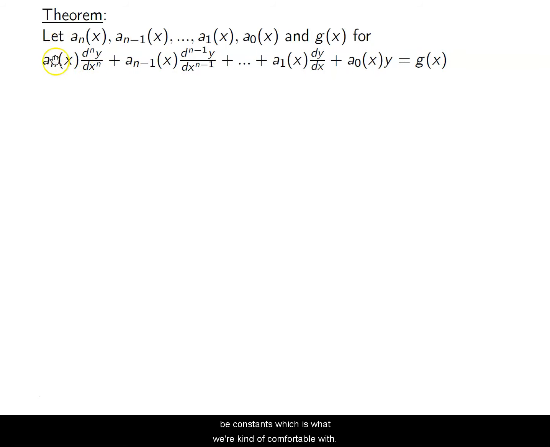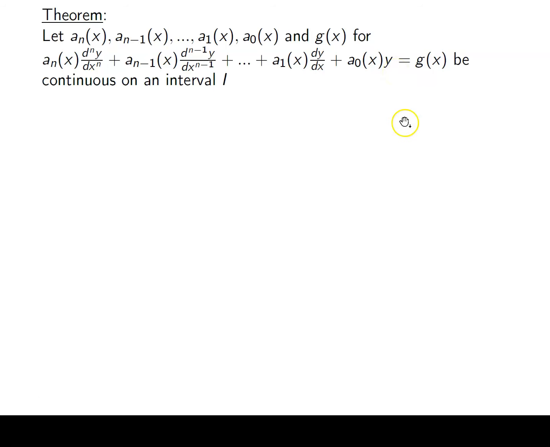Here, these can be constants, which is what we're kind of comfortable with, but not always, right? We can have variable coefficients as well. We've seen that in chapter 2. So it's very, very possible that these are functions in x, right? When they are functions in x and y, or functions of y, that's when we are in a nonlinear situation, right? So let this DE be continuous on an interval, which we'll call I, right?